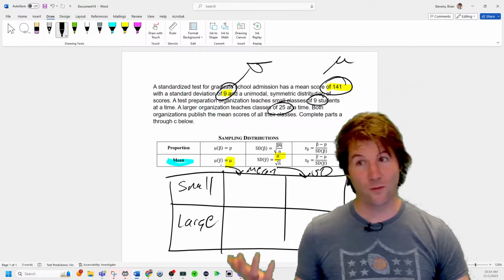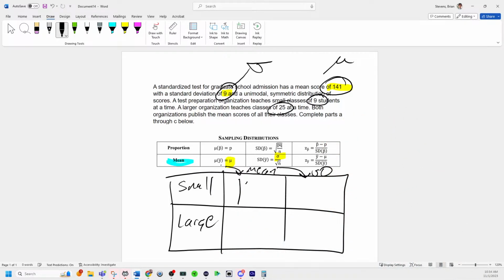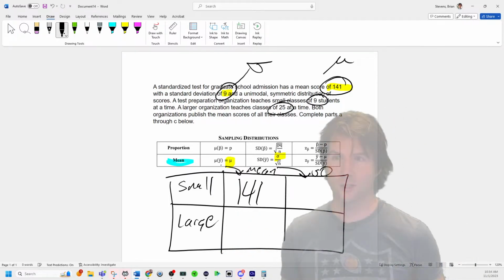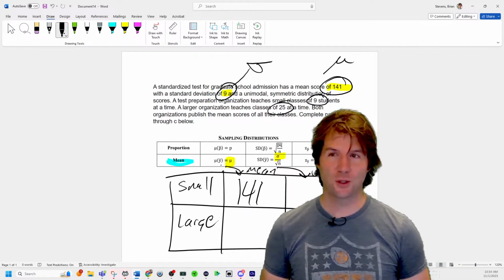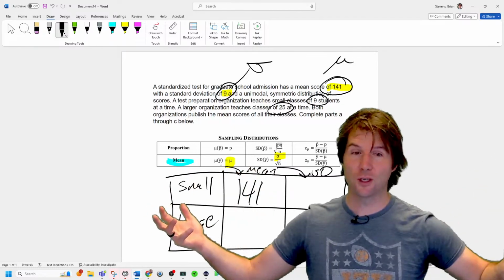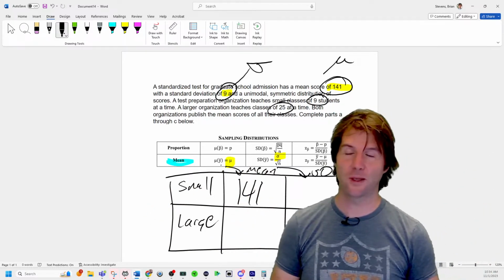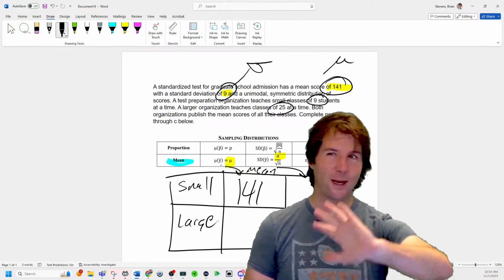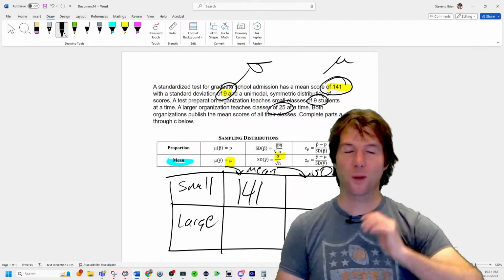Mu y bar equals mu. It's 141. So just think about this theoretically. If I tell you the average UT student is 5'8", if you went out and talked to a student, how tall would you expect that student to be? Just a random student on campus.